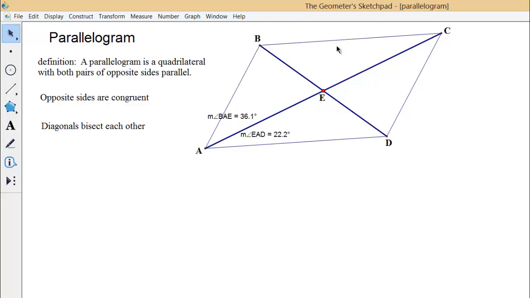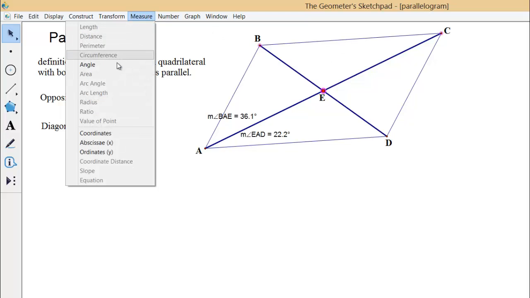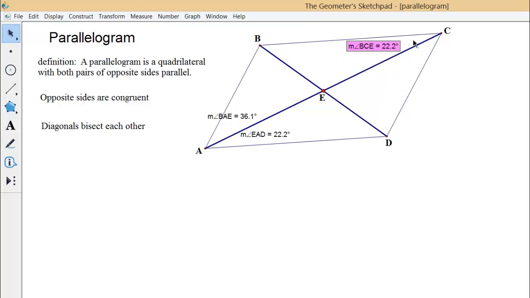However, we do have parallel sides, so we probably have alternate interior angles congruent. Let's measure BCE. It would be alternate interior with EAD. So let's get a measure on that angle. And yes, this angle is 22.2, and this one also down here. So let's measure DCE, and it is 36.1. So we have alternate interior angles congruent. The sum of these two angles is going to equal the sum of these two angles. So we can say then that opposite angles are congruent.